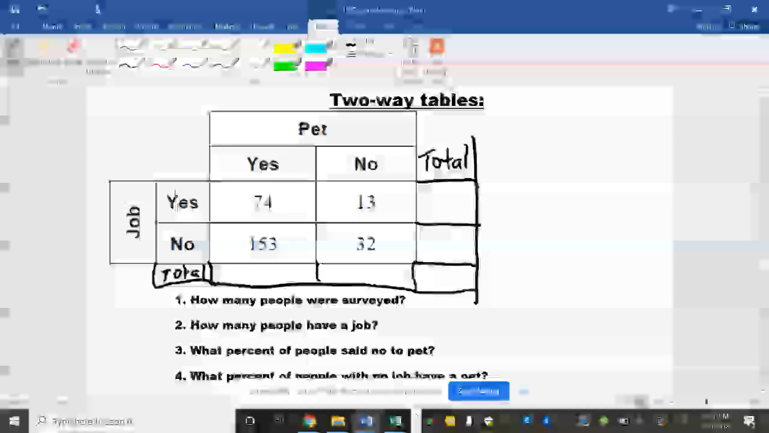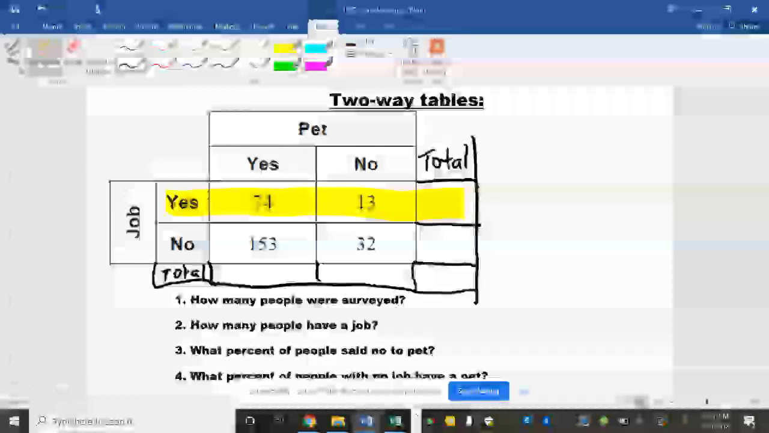I'm getting my calculator ready here. So how many total people said yes, they have a job? You would have to add them up all the way across here. So 74 plus 13 is 87 total people have a job. How many total people don't have a job? You would add 153 plus 32. 153 plus 32 equals, we get 185.